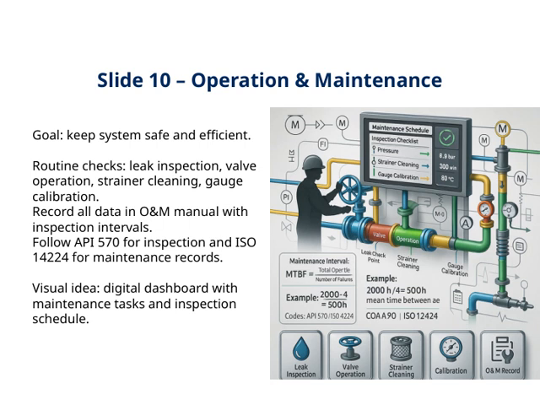It's also important to record all this data meticulously in the operations and maintenance manual, including the scheduled inspection intervals. This way, we have a clear history of maintenance activities, which helps us plan future checks and ensure compliance with industry standards. Speaking of standards, we follow API 570 guidelines for inspections, which provides a comprehensive framework for piping inspection and integrity management. Additionally, ISO 14224 guides us on maintaining detailed maintenance records, ensuring transparency and consistency across our operations.